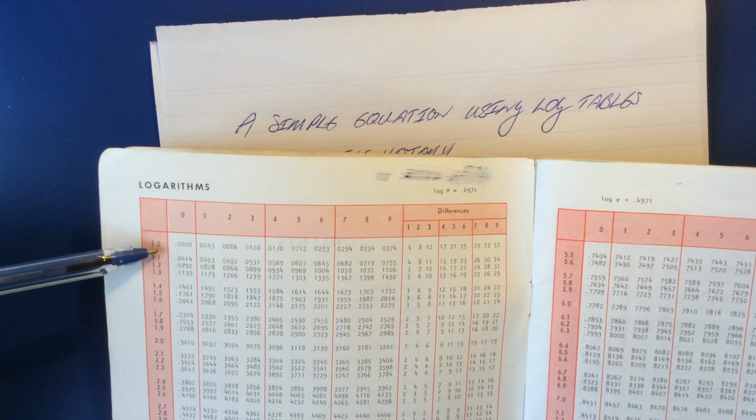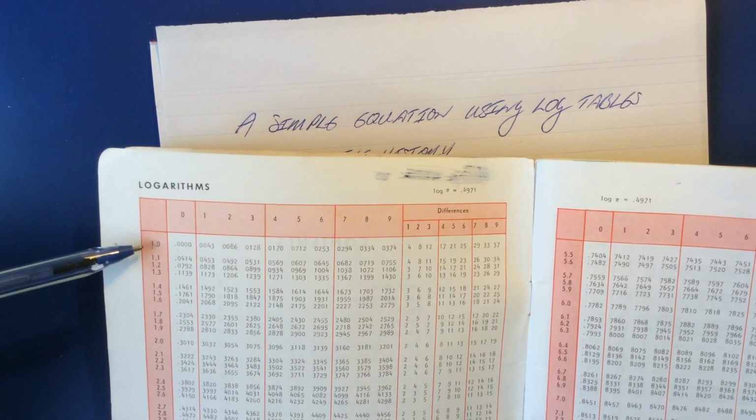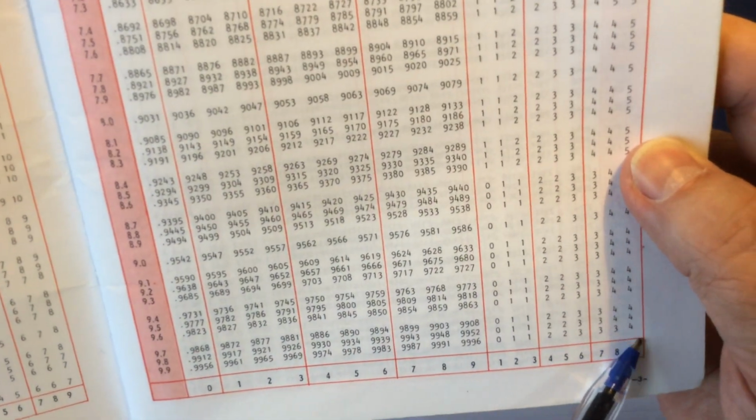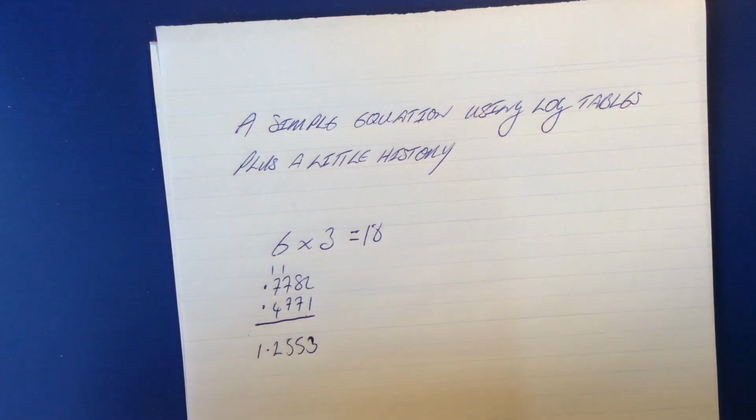And these log tables ran from 1 through to 9.999 all the way across in this bottom corner of this page. And what we did was we harnessed the power of a logarithm to make what might be a complicated multiplication into something that simply required addition.